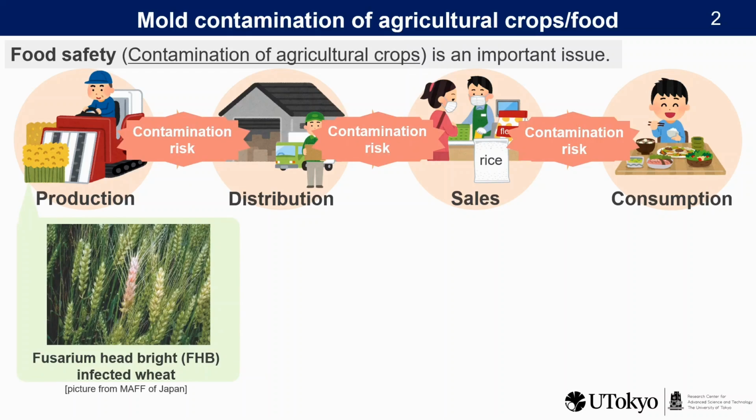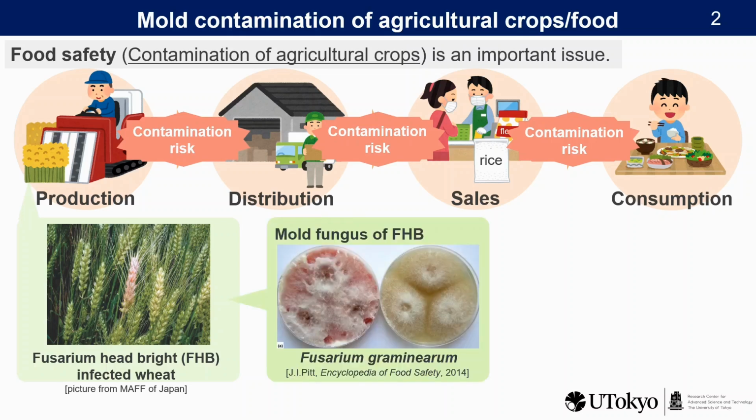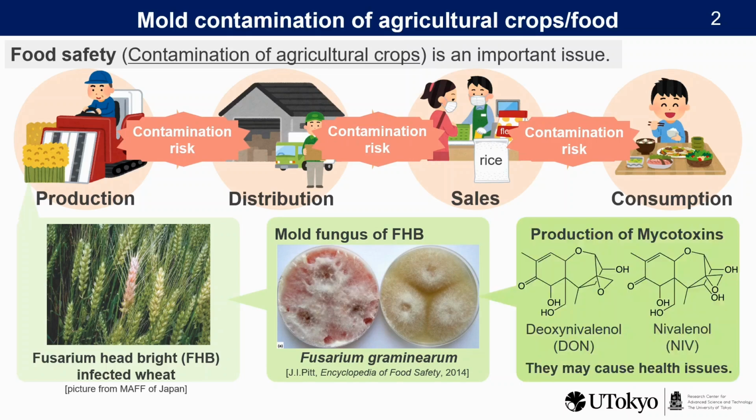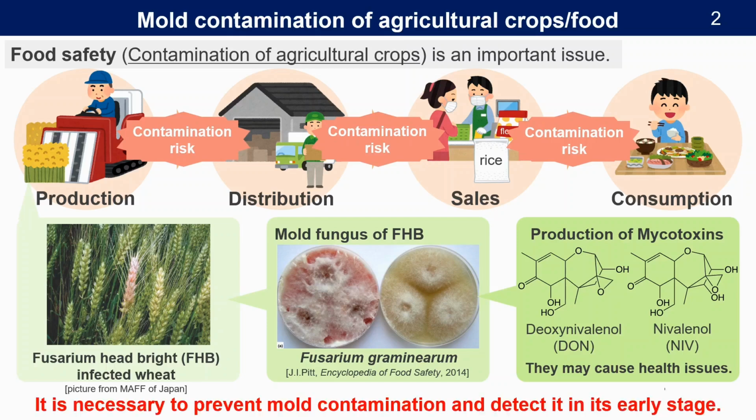This picture shows the fungal disease of wheat called Fusarium head blight, FHB. FHB is caused by mold fungus, Fusarium graminearum. This fungus is known to produce mycotoxins such as deoxynivalenol and nivalenol. So it is necessary to prevent contamination and detect it in its early stage.